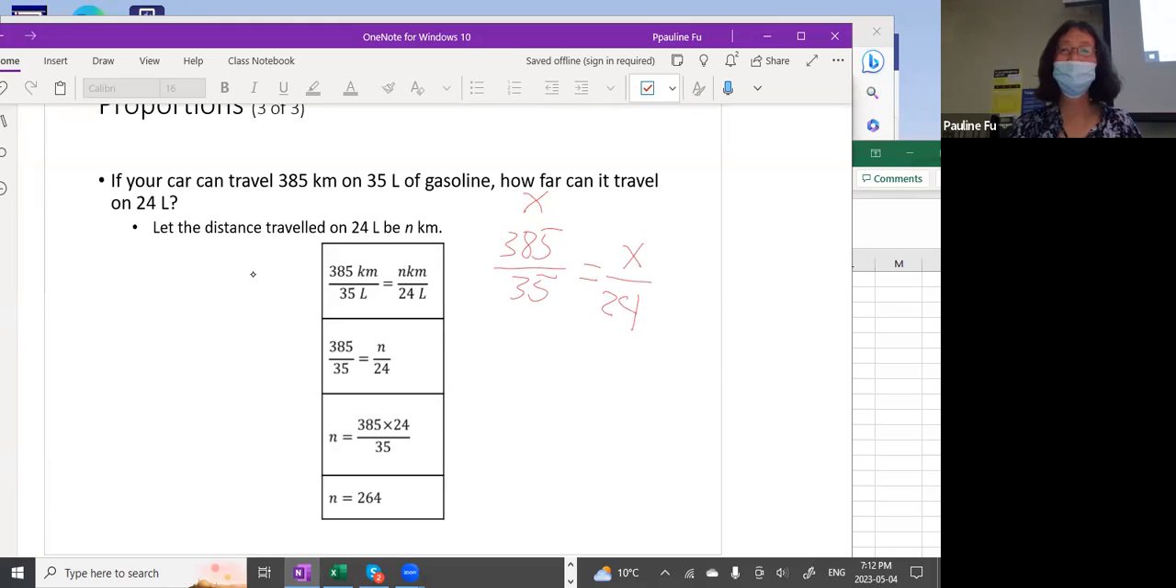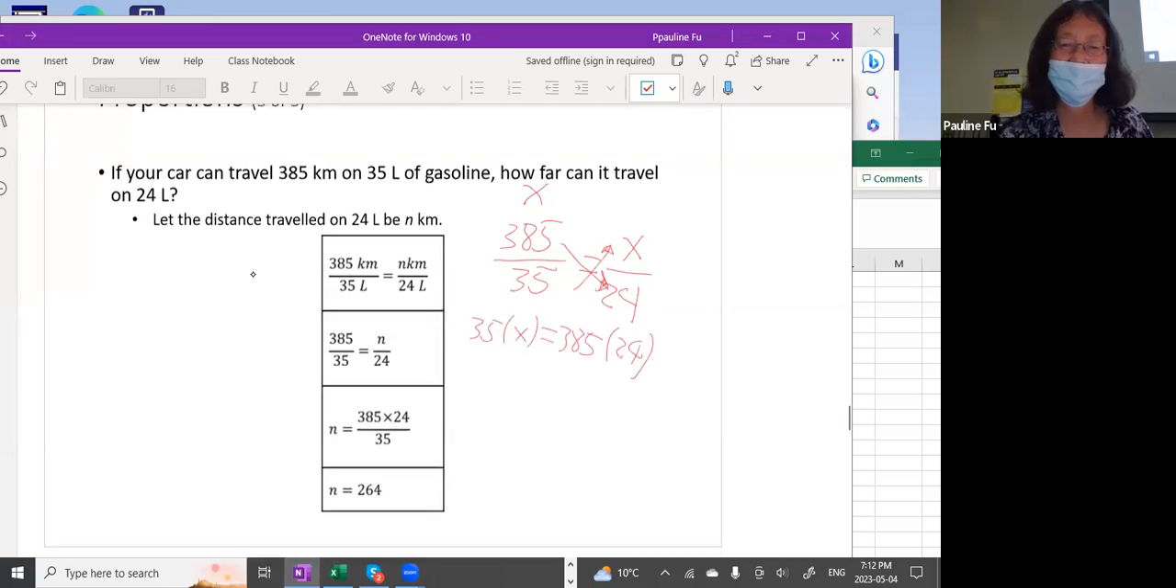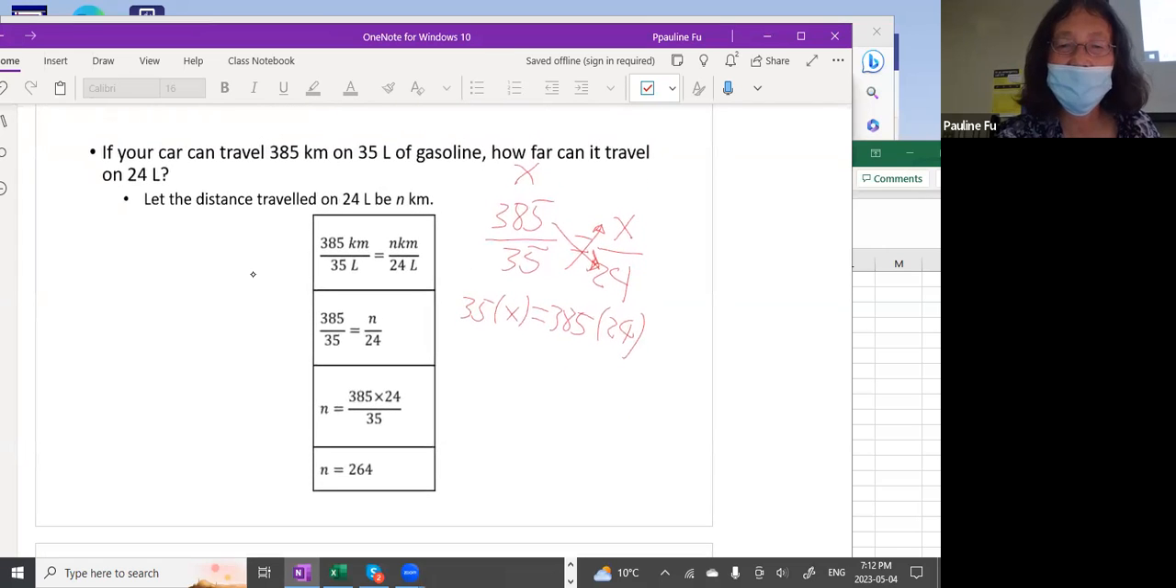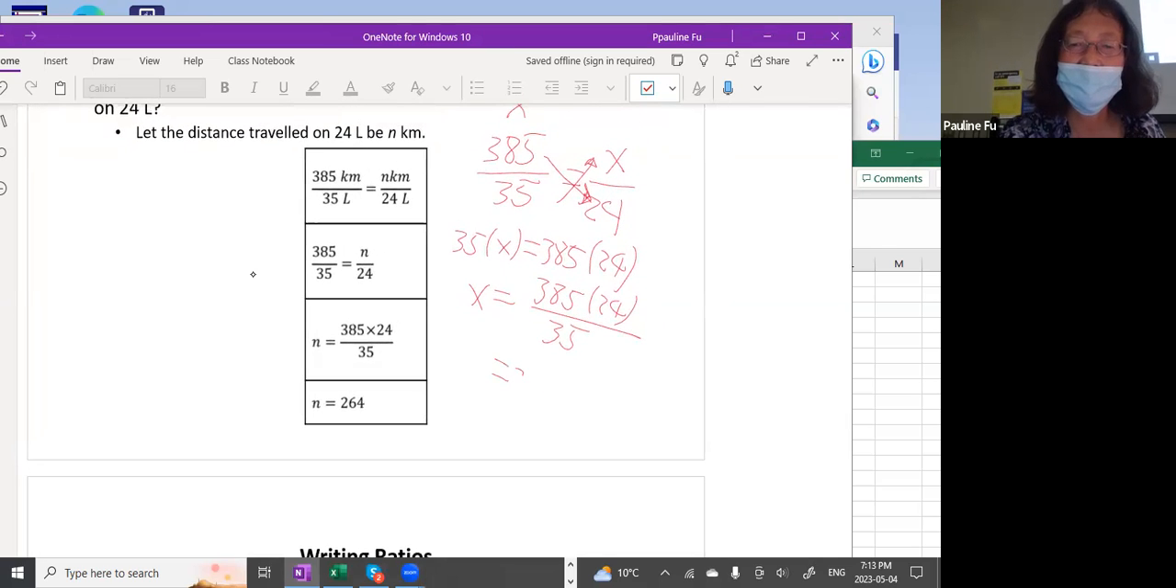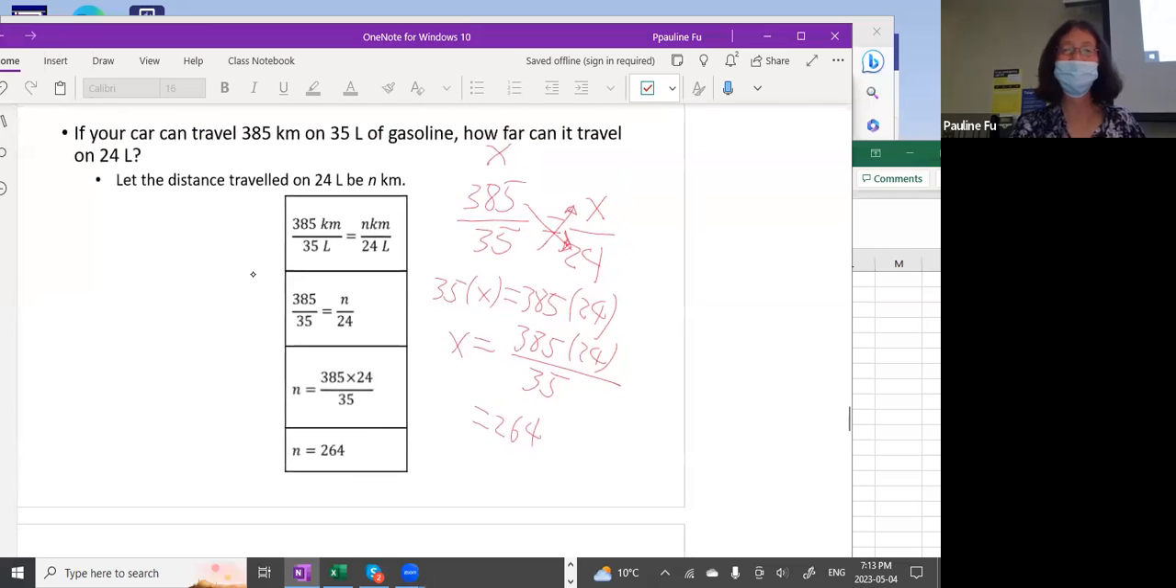Now you have this equation, and you use cross multiplication. 385 times 24 equals 35 times x. So 35 times x equals 385 times 24. Then you solve for x: x equals 385 times 24 divided by 35. And the final answer for x is 264. Any questions?